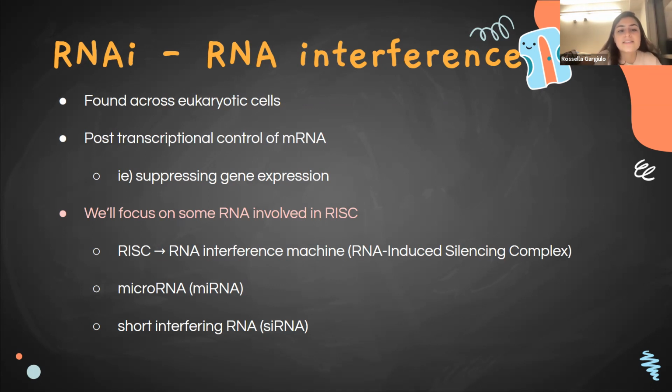A main component of RNA interference is called RISC, which stands for RNA-induced silencing complex. An important part of RISC is a guide RNA strand, which is another form of non-coding RNA. Two different RNAs can be bound to RISC: the microRNA and the short interfering RNA, so miRNA and siRNA.